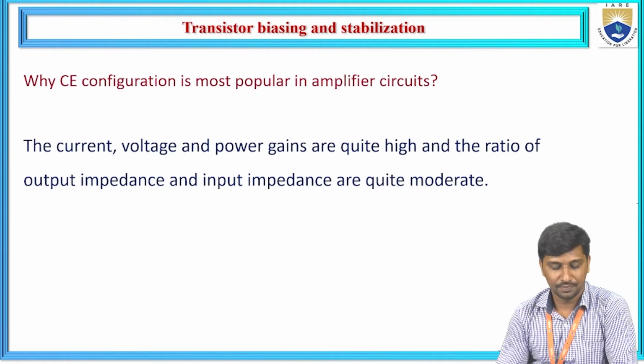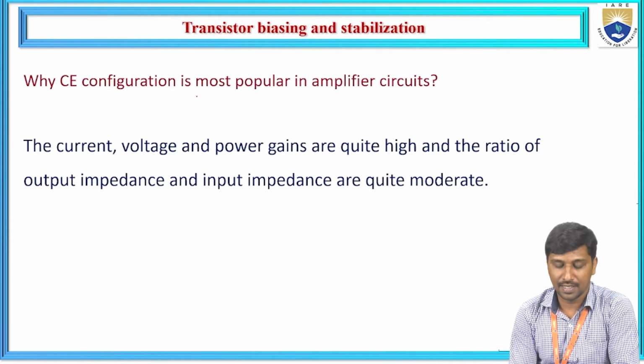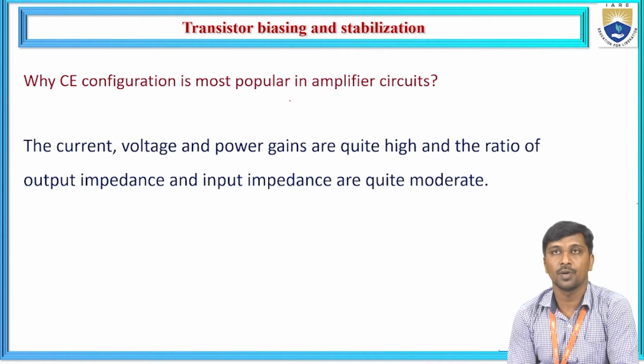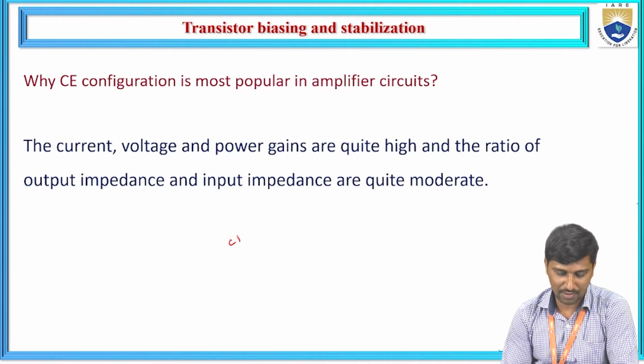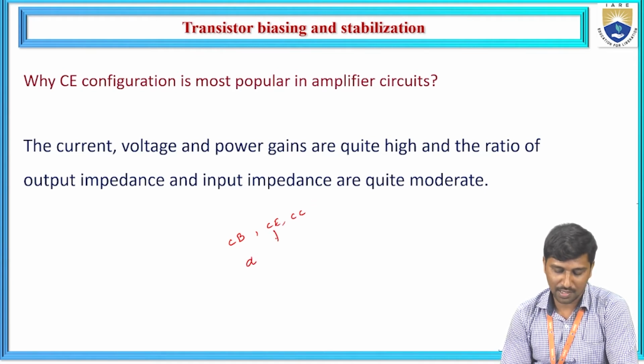Now, coming to why the CE configuration is most popular in amplifier circuits. The reason is, if you observe, we have three configurations: common base, common emitter, and common collector. In a common base, the current gain is defined as alpha. In a common emitter, it is defined as beta. In a common collector, it is defined as gamma.